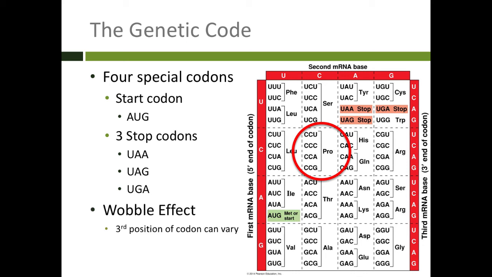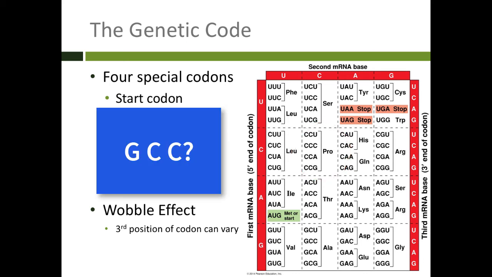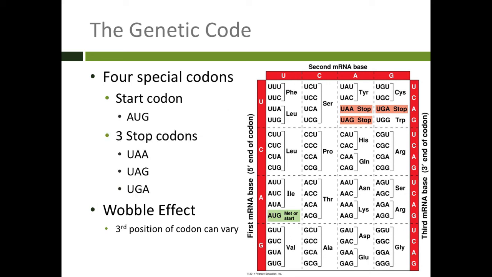Now it's your turn. Pause the video and try to find the amino acid that is specified by the codon GCC. You should have found that GCC codes for alanine. We will work more on this in class.